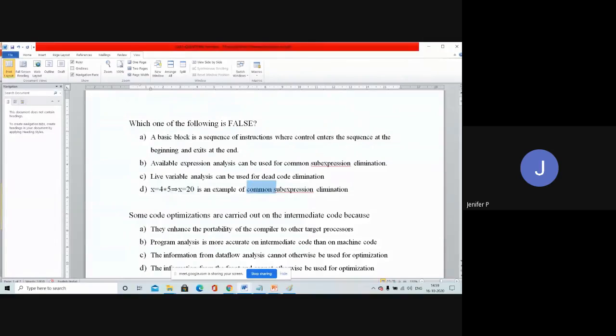So this is an example of what? Constant folding. So this is not an example of common sub-expression elimination. For common sub-expressions, they have given only one term, one statement. So in that case this is not an example. So your answer will be this. Okay, likewise you have to. So this is your answer.